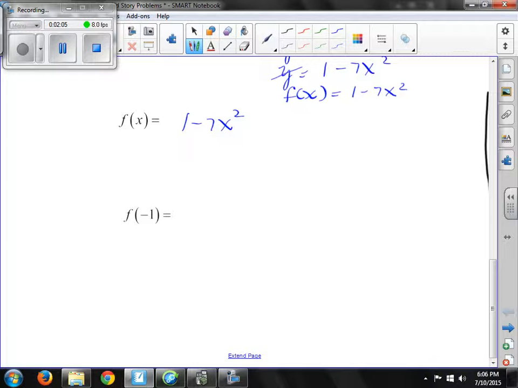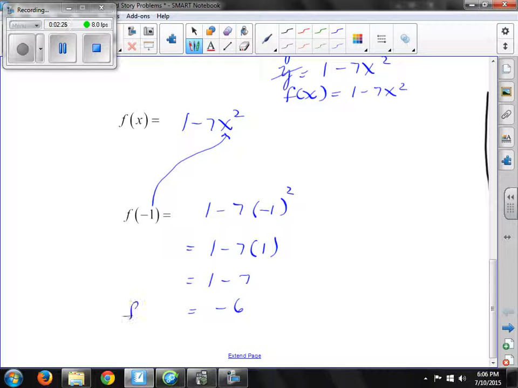Now we want to find f of negative 1. That means we're going to put in the negative 1 where the x is. 1 minus 7 times negative 1 squared would be 1 minus 7. Negative 1 squared is 1. So we'll have 1 minus 7 times 1 is 7, which would be negative 6. So f of negative 1 would equal negative 6.